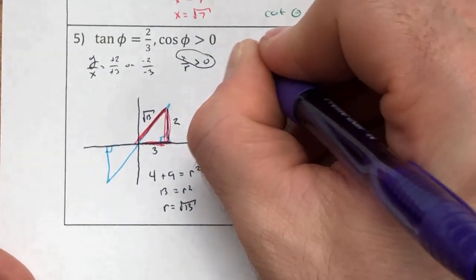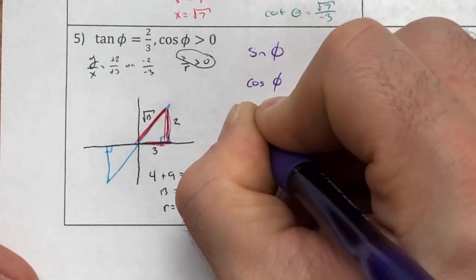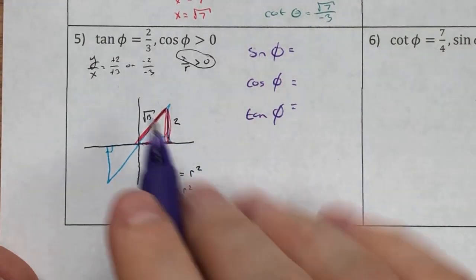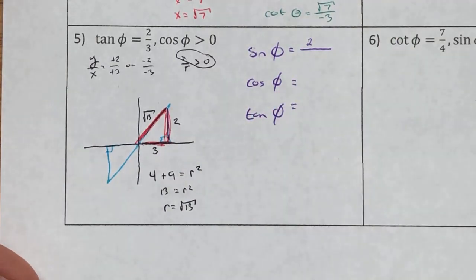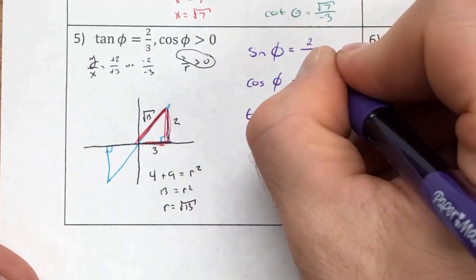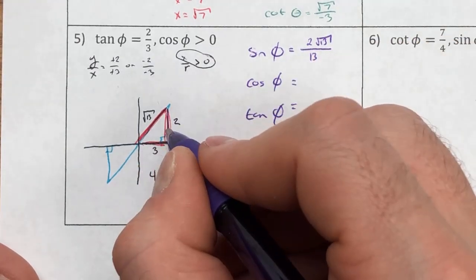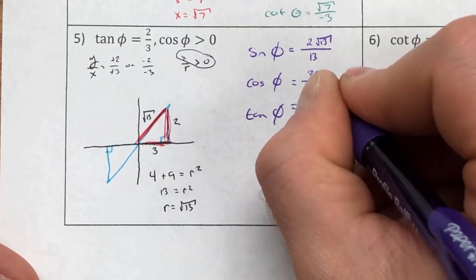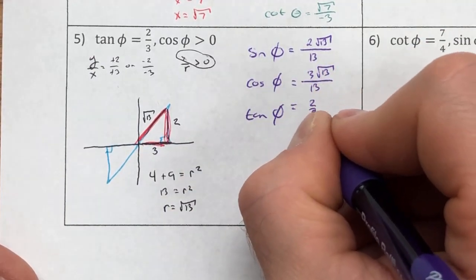So for the sine of phi, the cosine of phi, and the tangent of phi, sine is opposite over hypotenuse, which is going to be 2 over the square root of 13. Cosine is adjacent over hypotenuse, which is going to be 3 over the square root of 13. The tangent is opposite over adjacent.